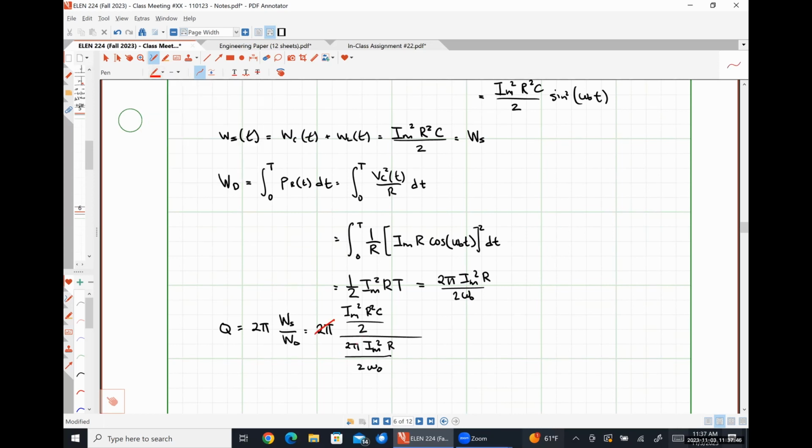This 2 pi cancels this 2 pi. This Im squared cancels this Im squared. This 2 cancels this 2. R squared divided by r gets rid of that guy. And what we are left with is simply omega naught RC. This omega naught RC is literally the reciprocal of the Q factor that we got for a series RLC circuit.